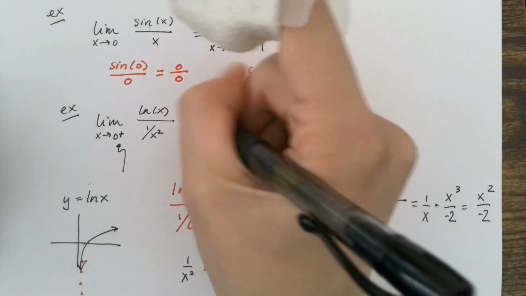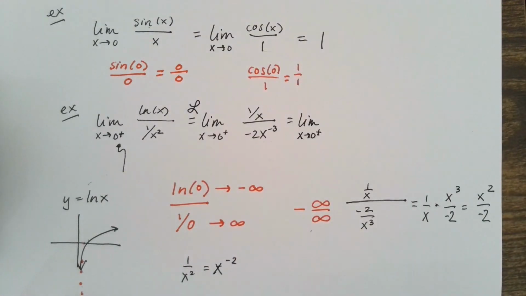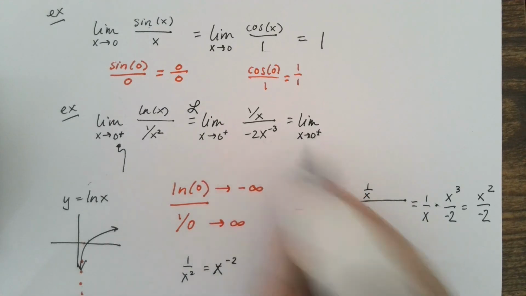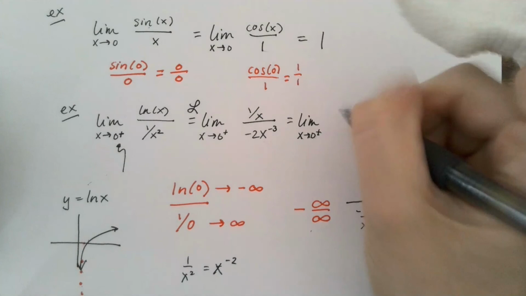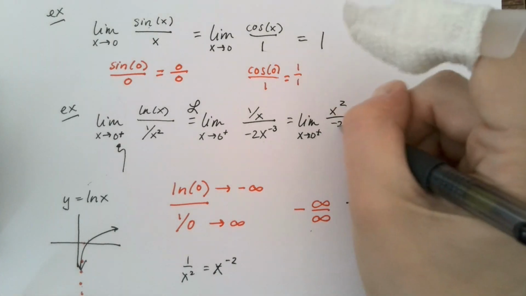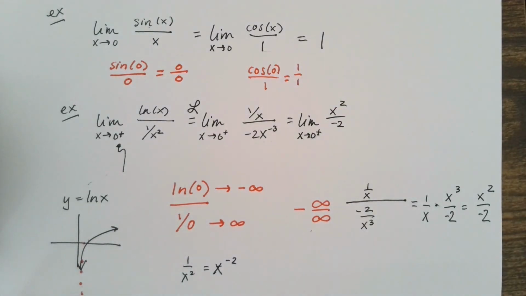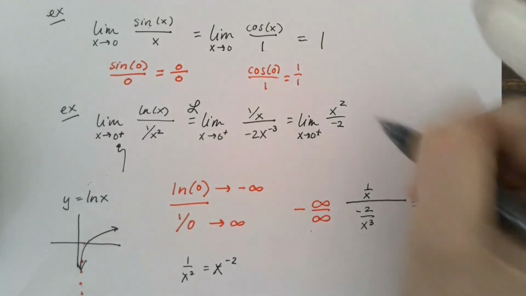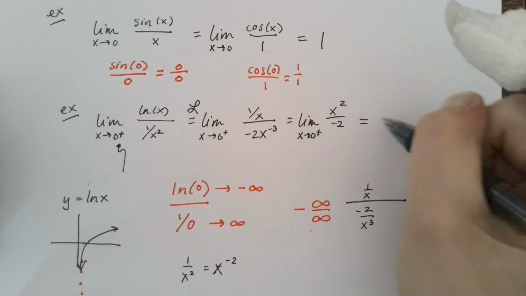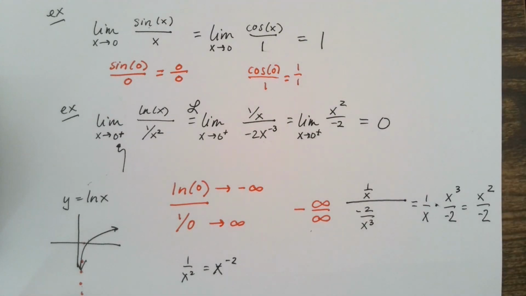So in this step, I actually took derivatives. I used L'Hopital's rule. Here, I'm not actually doing anybody's derivative. I'm just simplifying what I have. I just have x squared over negative 2. And just like the previous problem, we go, oh, that's something I can just plug 0 into. 0 squared over negative 2 is just 0.